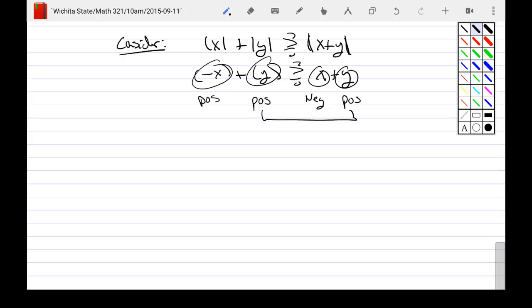I have the number y on both sides, both of which are positive. On the left, I add a positive number. On the right, I subtract. Is the left bigger than the right? Is y plus something, a positive something, bigger than y minus that? Yes. So this is true.